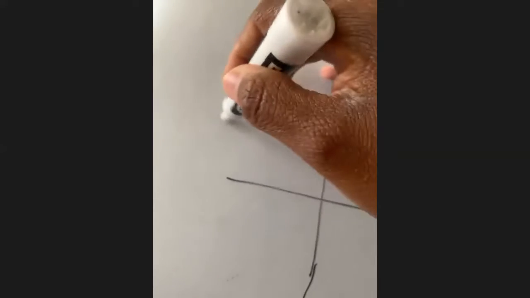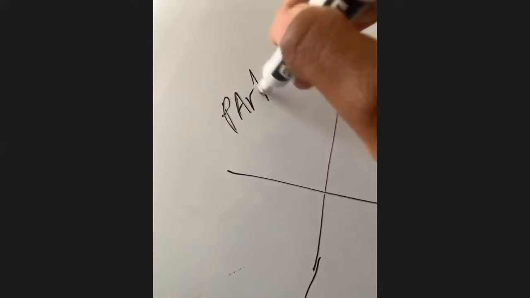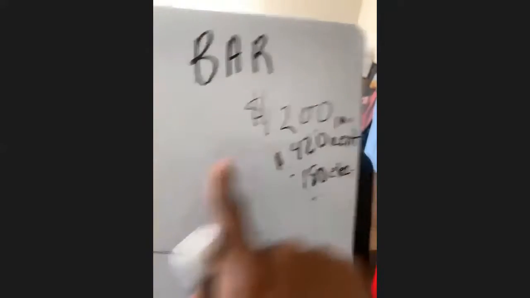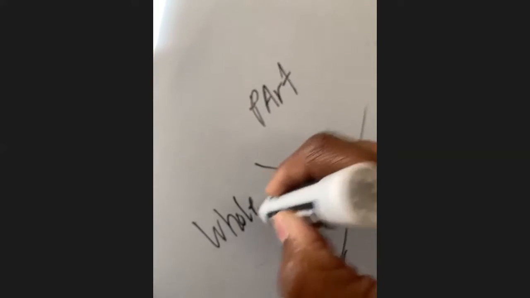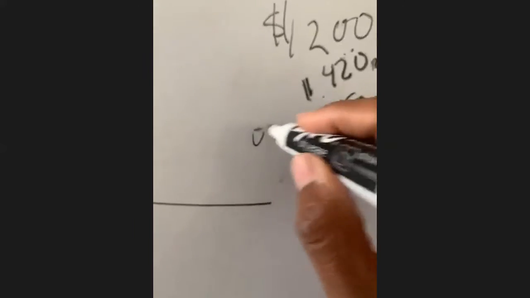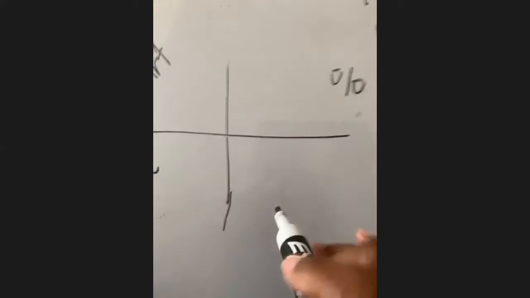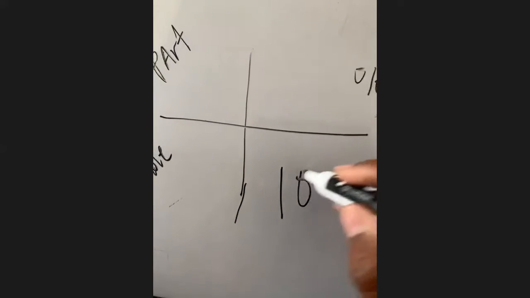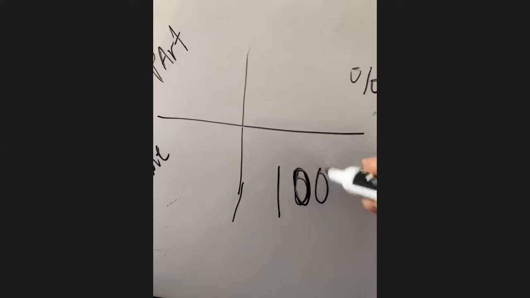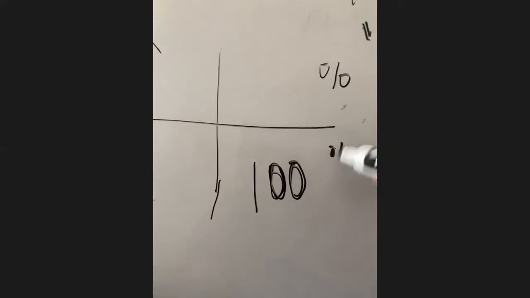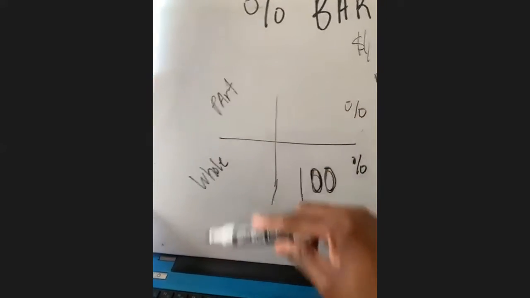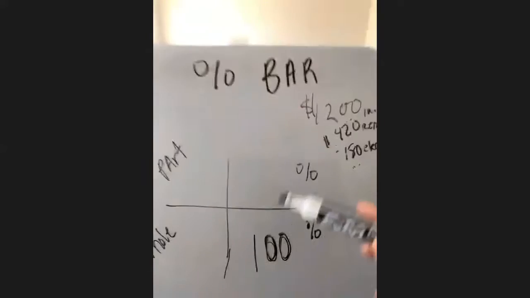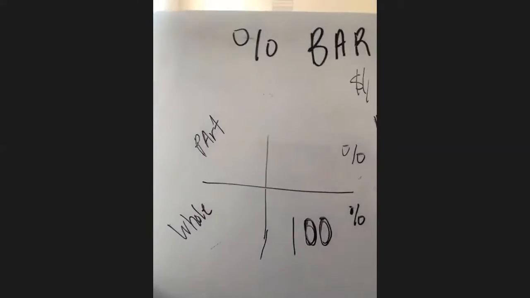Remember, what did I say? This is the part, whole. This is the part of the 1,200. This would be part. This would be where the whole would go. This would be where the percent will go. And what always goes here is the 100. Okay? See that? Part, whole, percent. And we're using the percent bar, right?